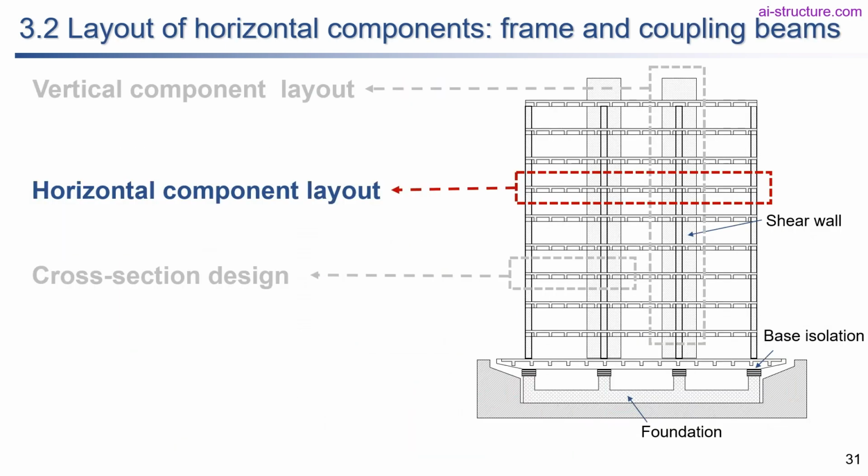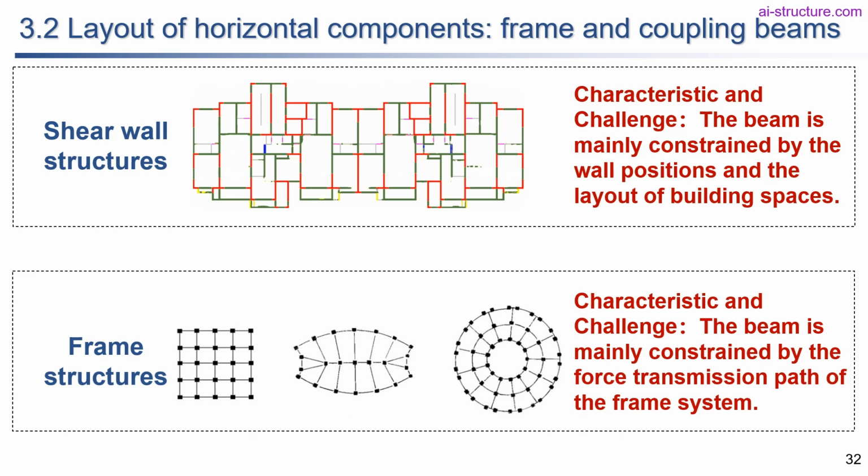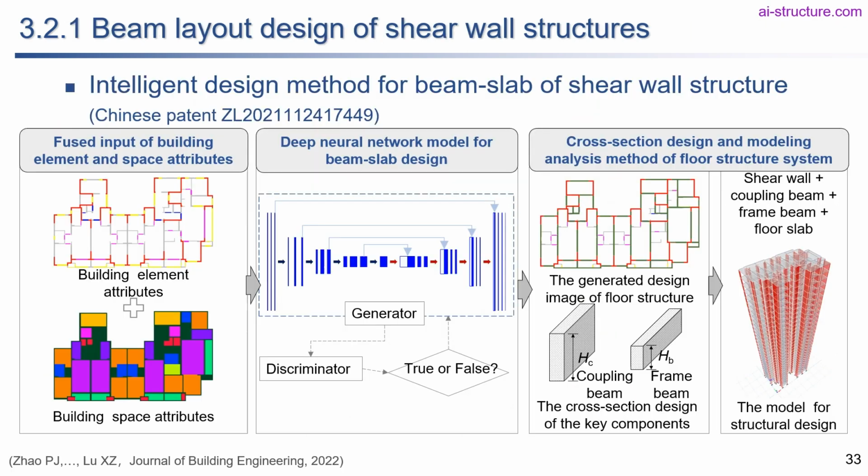Next is the AI design of horizontal components. At the moment, the beam member of shear wall and frame structures need to be designed. The main challenge in designing shear wall beams is the beam is primarily constrained by shear wall positions and building space layout. The prime difficulty in designing frame beam component is the beam is primarily constrained by the force transmission path of the frame system.